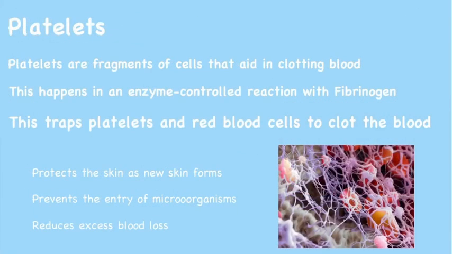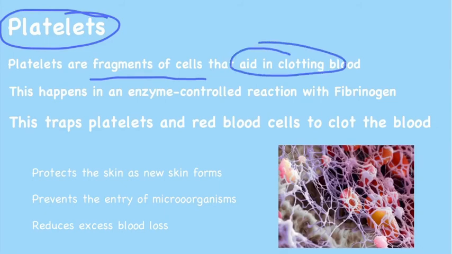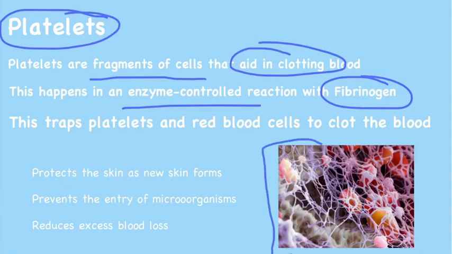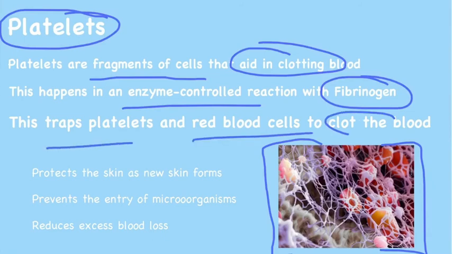Alright guys, so the final component of the blood that we're going to mention today are the platelets. Now platelets are very, very important. They're only tiny fragments of cells, okay? But what they do is in the blood they aid in clotting it. And this happens through an enzyme-controlled reaction with a molecule known as fibrinogen. With the enzyme-controlled reaction, what happens is this fibrinogen becomes this fibrin mesh, which you'll see in this picture here. And what this mesh does is it traps platelets and red blood cells, which in turn clots the blood.